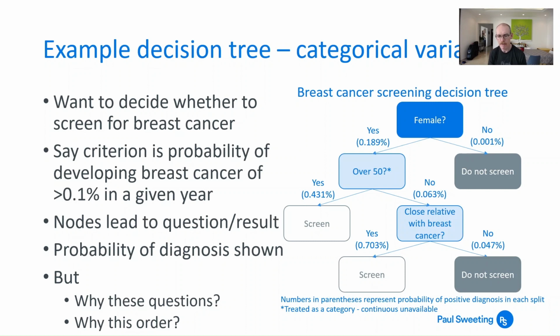But you could ask a further question: do you have any close relatives with breast cancer? Because if the answer is yes, then that probability rises again to 0.703%, in which case you want to screen them. If they don't have any close relatives, then it goes to 0.047%, so you wouldn't screen them. So this is a fairly simple example, but it shows you how a decision tree could work in practice in terms of categories. Now, of course, you might want to know why you ask these questions, and also why you ask them in this order. Is this the best order that you can ask them?